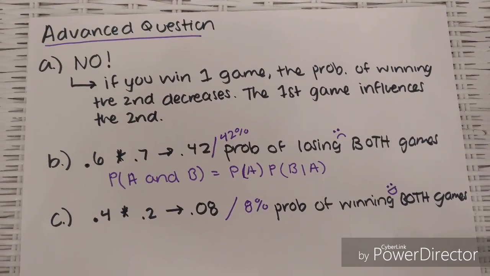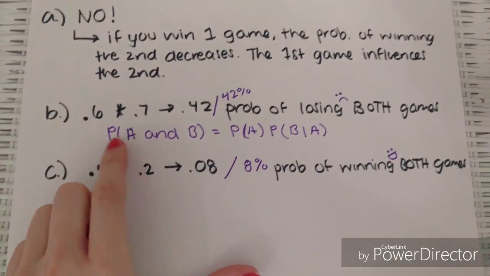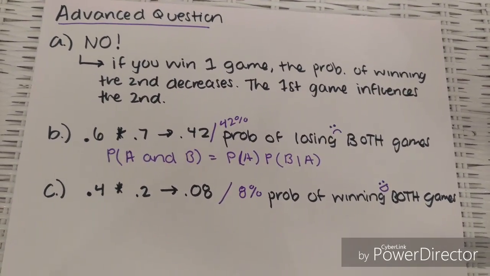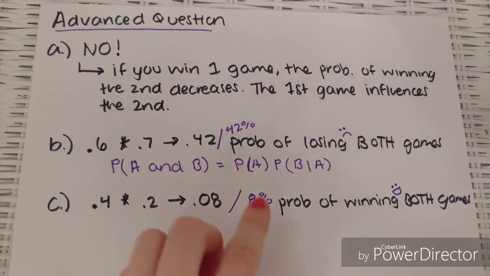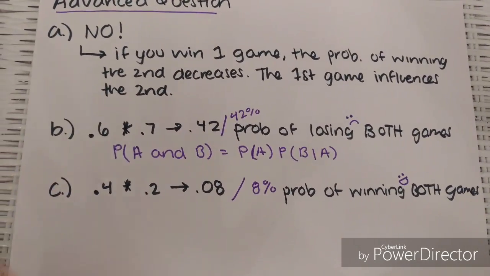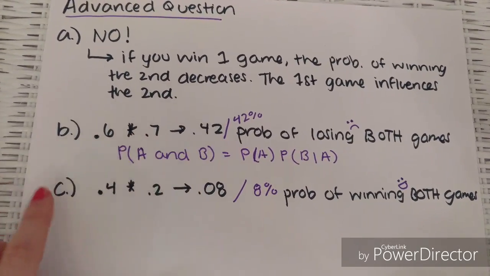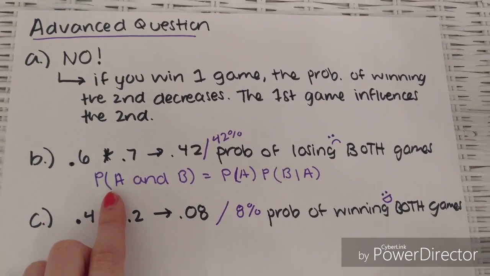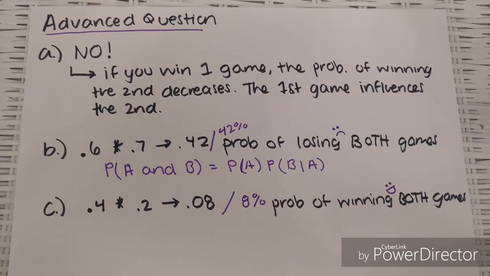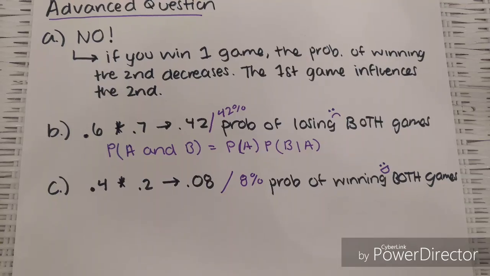Part B asks, what is the probability you lose both games? So our probability 0.6 times 0.7 gives us 0.42, or 42% probability of losing both games. So we use this general multiplication rule to find this probability. We use that for part C too, but it basically says the probability of both of them occurring is equal to the probability of A times the probability of B given the outcome of A.